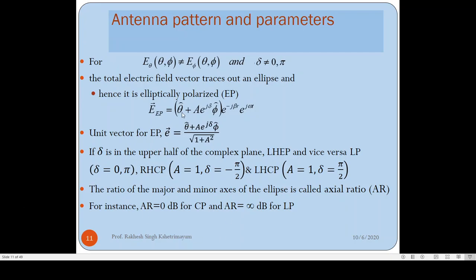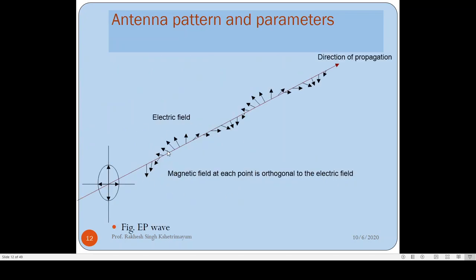So now in this case, when you have an elliptically polarized wave, it will have a minor axis and a major axis. The ratio of the major axis to the minor axis is called the axial ratio. If the axial ratio is equal to 0 dB, that means your major and minor axes are of equal length, then we have a circularly polarized wave. If your minor axis is tending to 0, in that case the axial ratio becomes infinity, you have a linearly polarized wave.